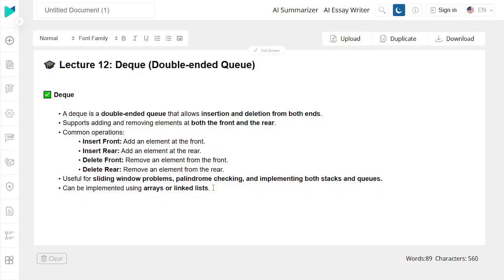So basically, a double-ended queue is simply a queue with two ends, which means the ending is also present in the front and the ending is also present in the rear. It is a double-ended queue that allows insertion and deletion from both ends, and this is why you are able to insert and delete from both ends in the DQ. It supports adding and removing elements at both the front and the rear, right?